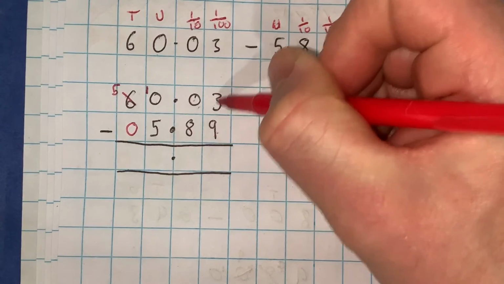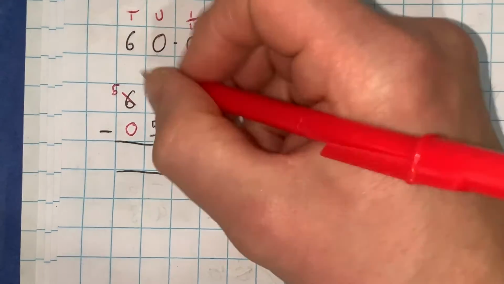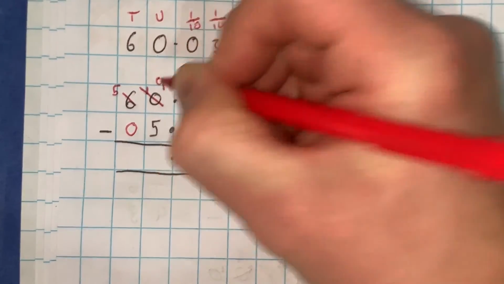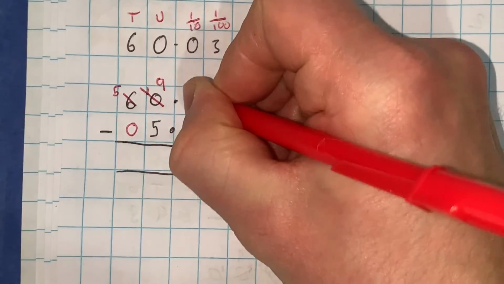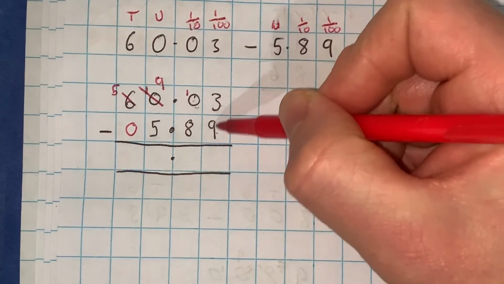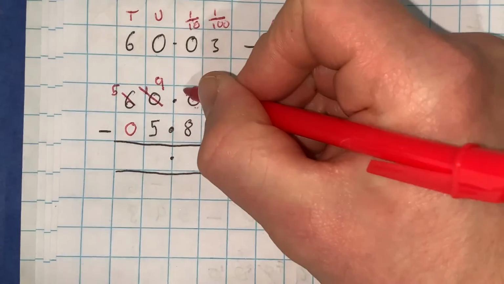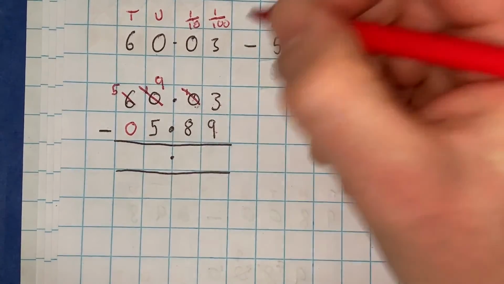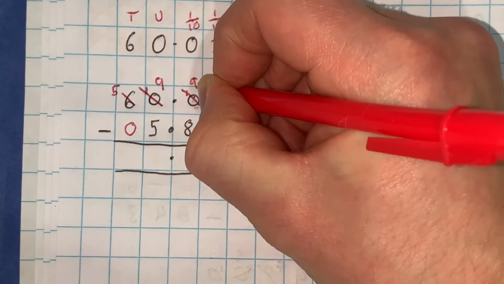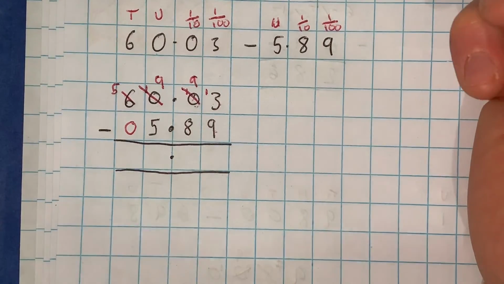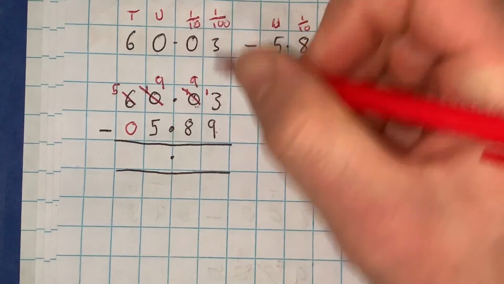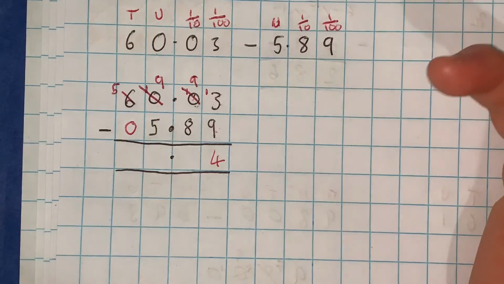We still can't do 3 take away 9. So we go to borrow from there, we can't. But now I can borrow from here. Becomes 9. Carry the 1 over. 3 take away 9, still can't do it. But I can borrow from here. So that becomes a 9. And carry the 1 over. 13 take away 9, right now I can carry on. So 13 take away 9 is 4, that works.